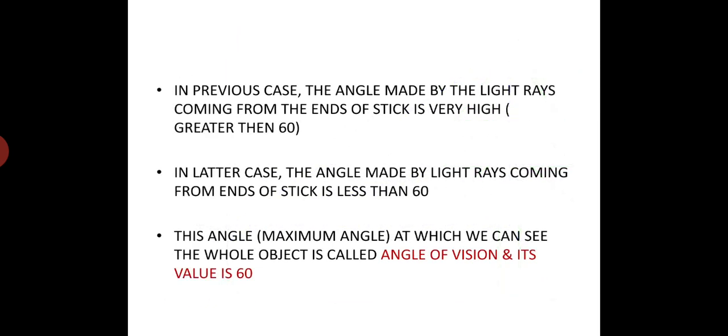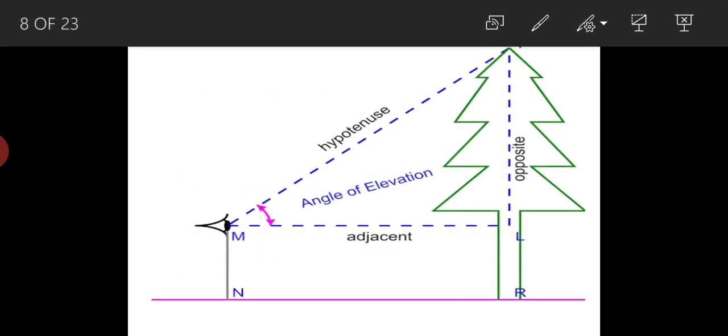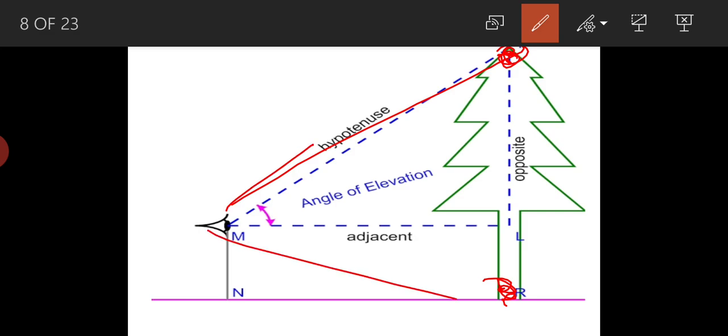Similarly, when you stand in front of a tree and observe it, you cannot see the whole tree, top and bottom ends, at once when you are close enough to the tree, because the light rays coming from the top and bottom ends will make an angle of more than 60 degrees.